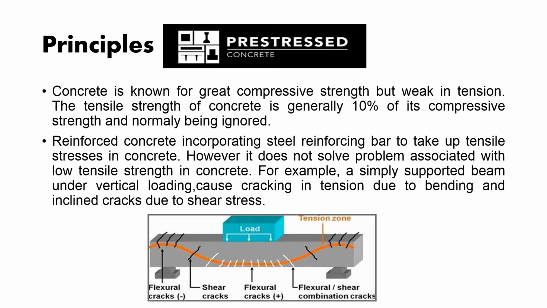For example, a simply supported beam under vertical loading. You can see this is the example, and this is the vertical loading. It causes cracking in tension due to bending and inclined cracks due to shear stress. So this is the shear stress, you can see this orange color. This is a stress drawn from here to here at the support, and at the midspan. You can see this is the flexural cracks here, and this is the shear cracks, and this is the flexural and shear combination cracks.